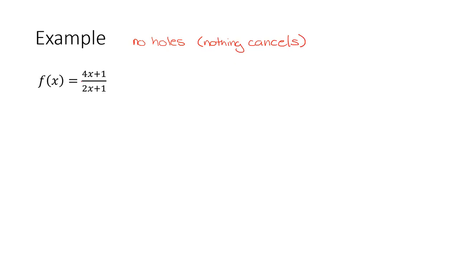So then going into vertical asymptotes, to find our vertical asymptotes, we set the denominator equal to 0. So that's 2x plus 1. And we solve for x. So we subtract over the 1, 2x equals negative 1, and then we divide by 2. So I'm going to have a vertical asymptote here at x equals negative 1/2.